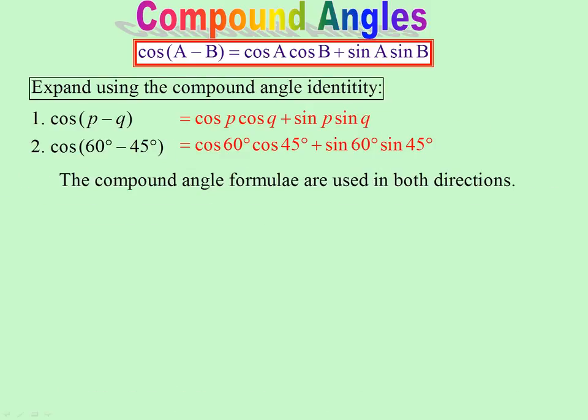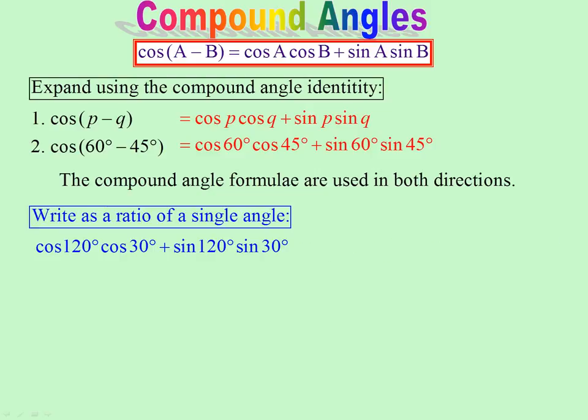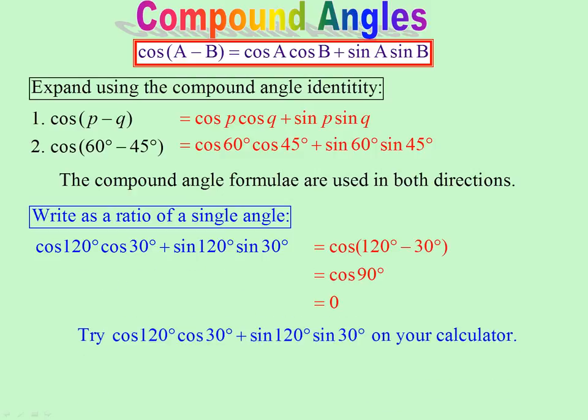Both directions. Be careful of this, because it's often the case you end up being faced with something which looks pretty complicated, but then you say, hang on, there's a cos plus sine pattern. Yes, this is the cos compound angle formula. We just need to go back the other way. So there we are. And if you try it in your calculator, that one, you'll get 0.